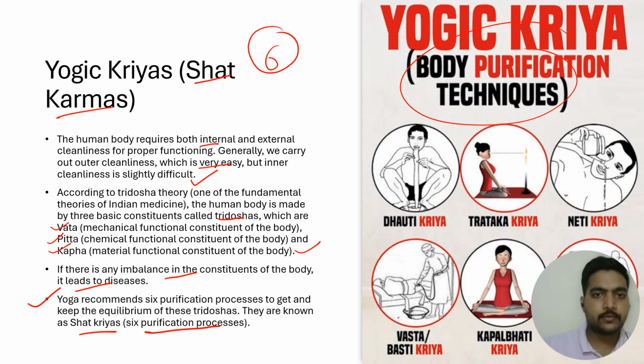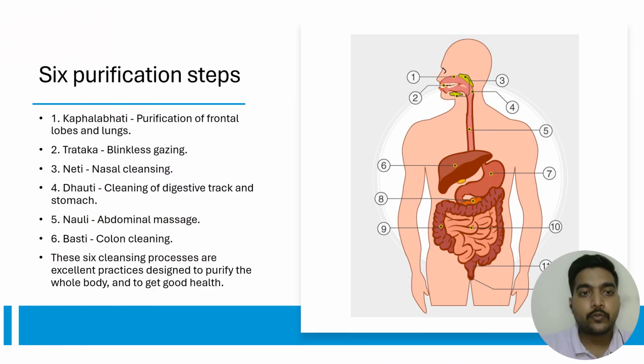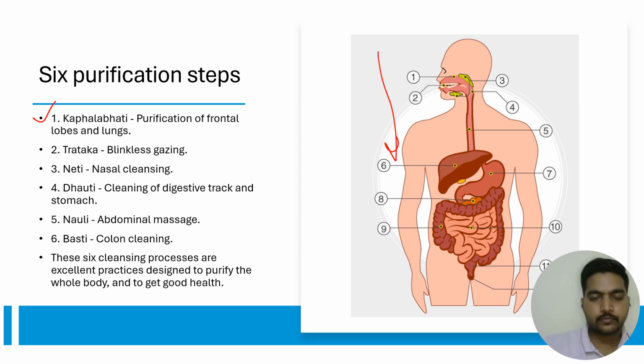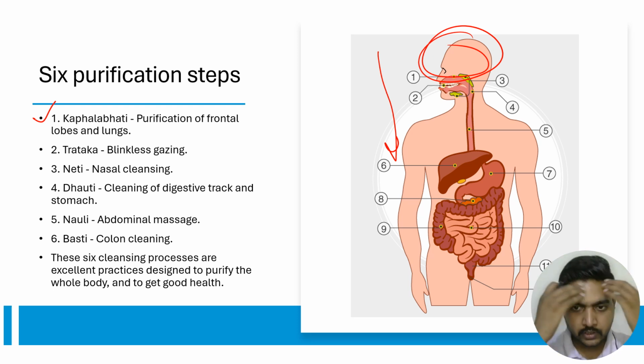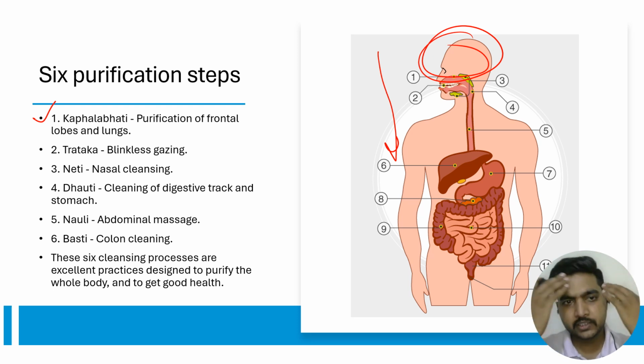Now we move further. What are the six? Just look at this picture, the six purification steps. The first one is Kapalbhati. We move from top to bottom, so for the frontal lobe: Kapalbhati is for the purification of the frontal lobes and the lungs. This is the forehead, the frontal lobe.